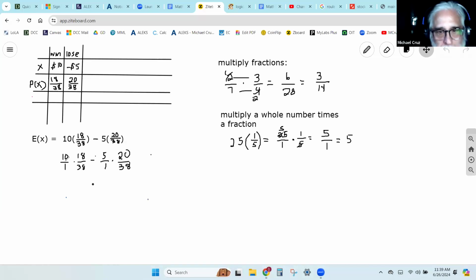And then here, 1 and 18 have no common factors, but here both of these are divisible by 2. And this would be 19. So then we got 5 over 1 times 18 over 19 now. And that's an equivalent multiplication. Minus, here the only thing we can simplify is this one because they're both even. So cut them in half. So that would be 10 over 19.